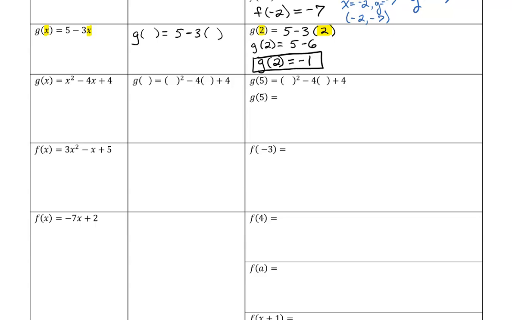NCBM 0324, Section 1.4, Evaluating Functions Using Function Notation, Part 2. So let's look at some more examples, some that may be a little bit more involved.